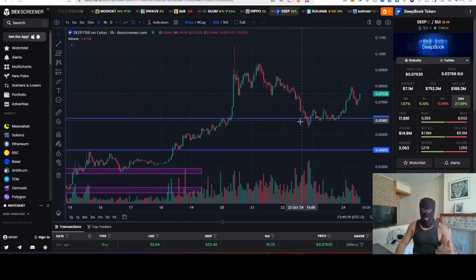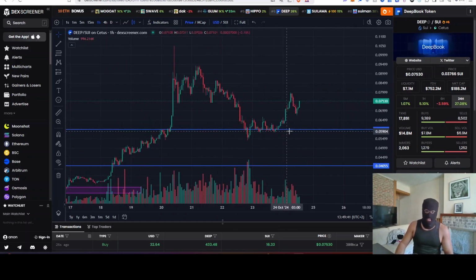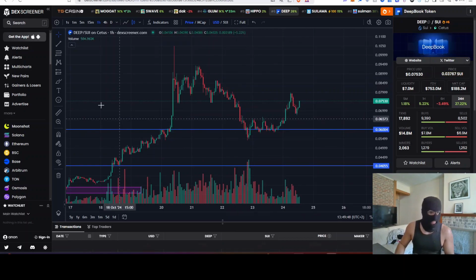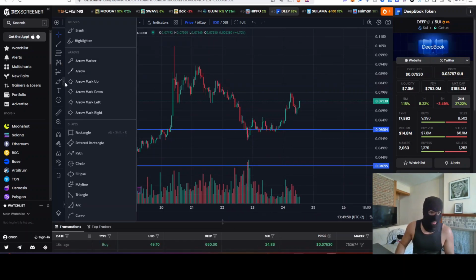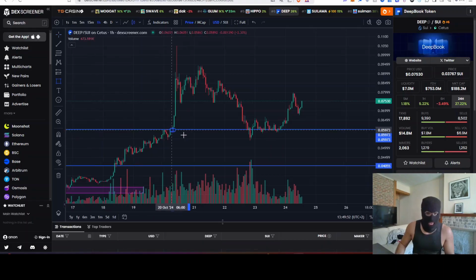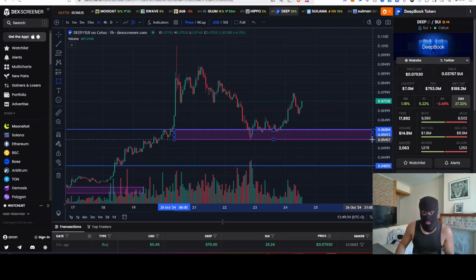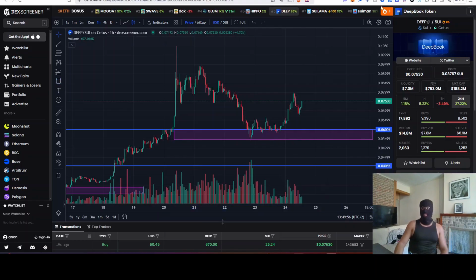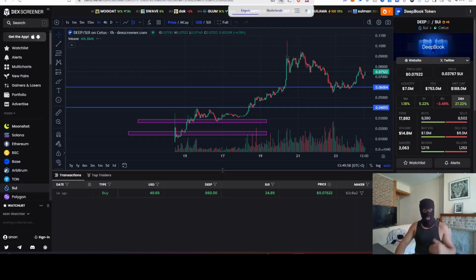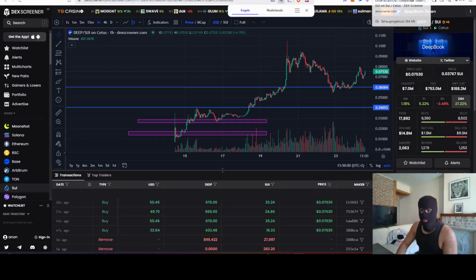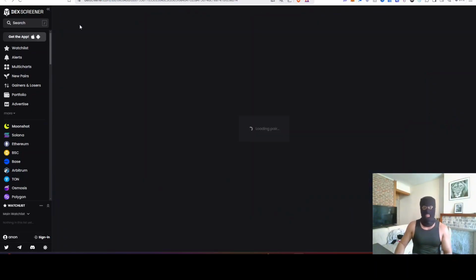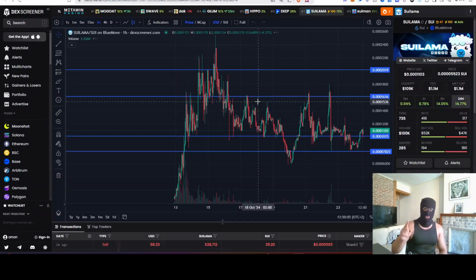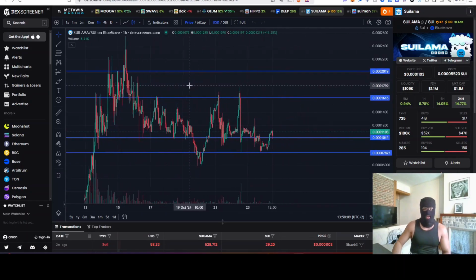If the chart wants to load, all right, as you can see, this line of support that I drew, you could see we dipped a bit below and we had a range here. So if we take a look at that range, what can we expect now, and will we stay above this range, yes or no? We're going to take a look at that, but most important, we're doing an update on SuiLama. Why? Because a lot of things are happening. Make sure to watch until the end, because I'm going to share the details right here.